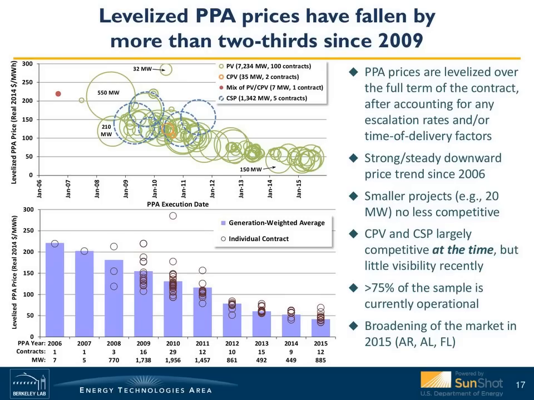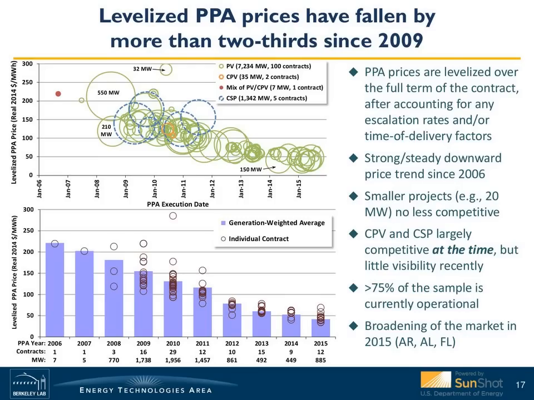There are a few CPV and CSP projects in the sample. You can see them here up top. And back when these contracts were signed in 2009 to 2011, these contracts were still largely competitive with PV at that time. Unfortunately, we don't have any more recent visibility into this comparison, and I think that's just indicative of the fact that the market has shifted almost entirely towards PV in recent years. Most of the sample here is operational, but some of the newer contracts are for projects that will be built next year and also later this year as well.